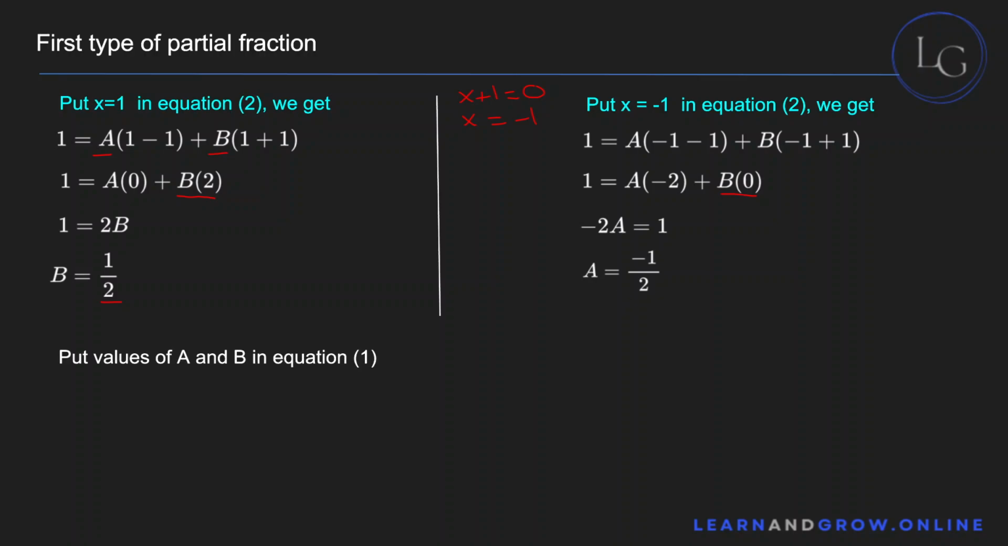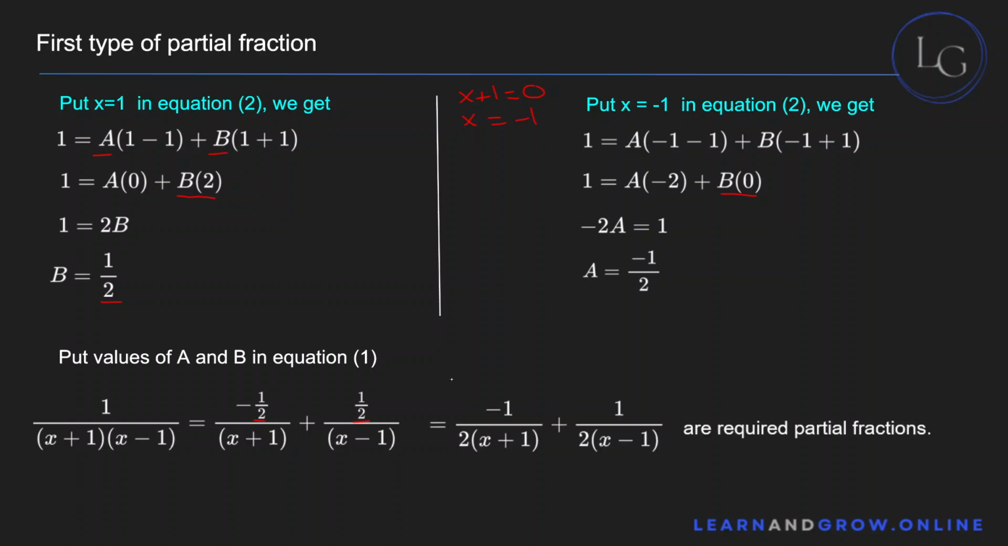So we have found the values for a and b. Once you put them in the equation, you'll get this. Obviously, this 2 and this 2 will be multiplied with the respective denominators, and so you'll get this, and these are the required partial fractions.